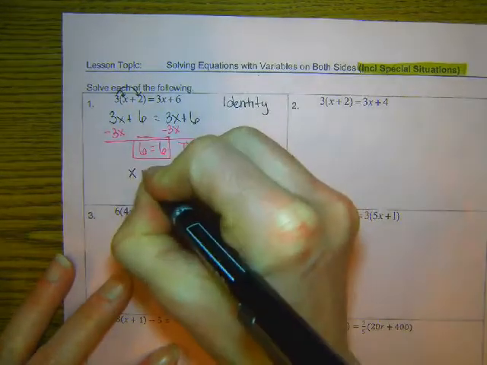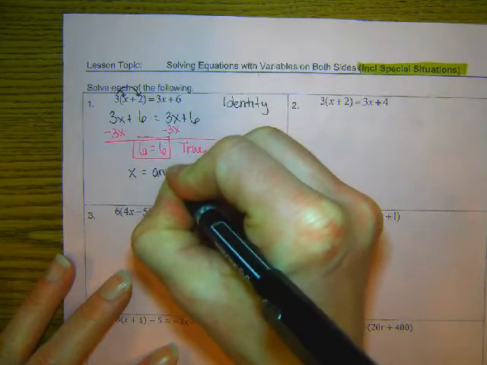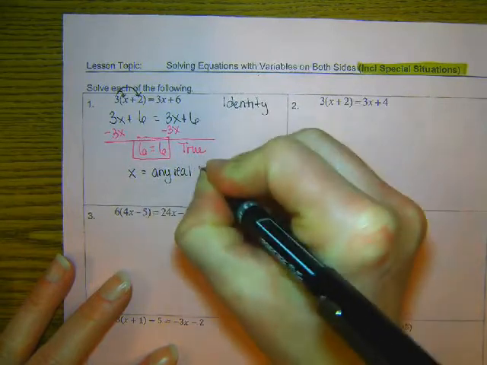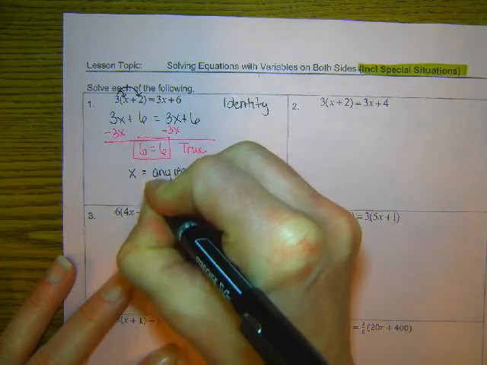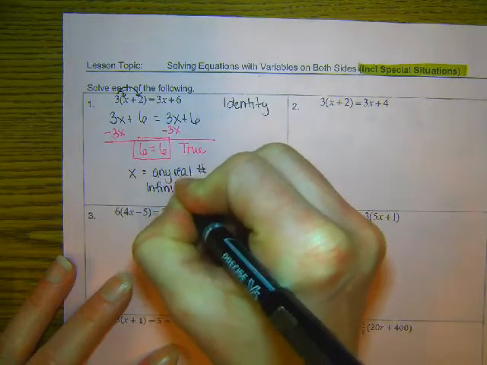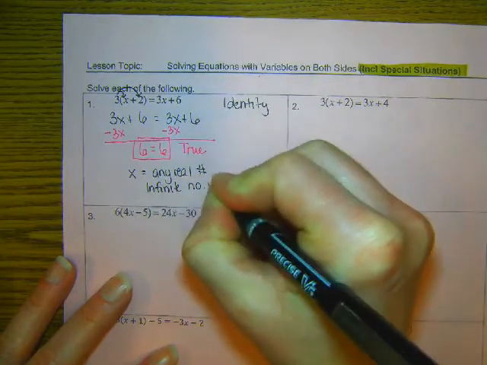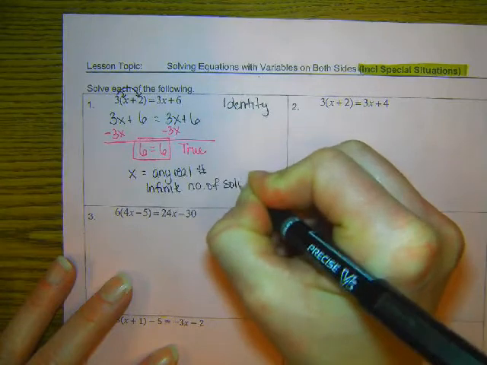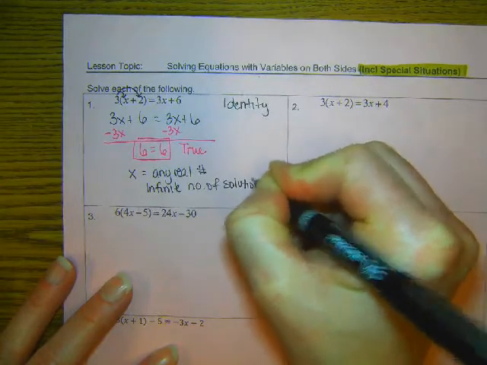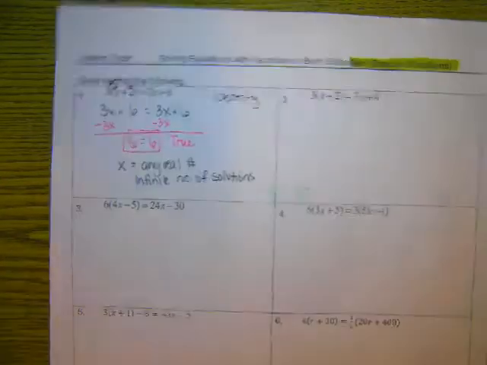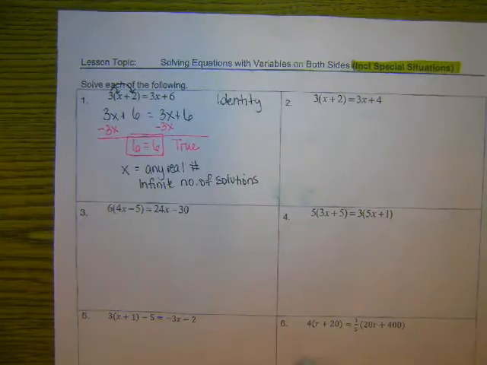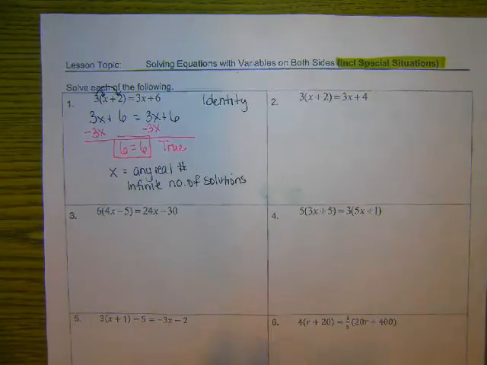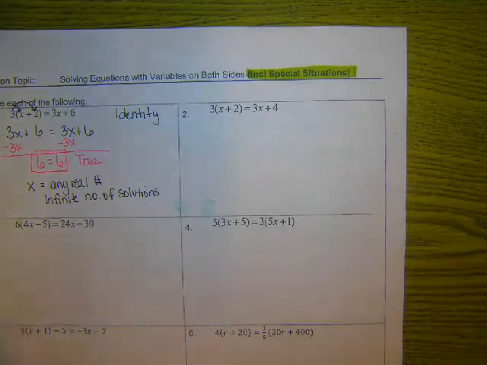And so there are an infinite number of solutions to that. Every single number is an answer. There's an infinite number of solutions. We just can't get one. Okay. Let's take a look at something else that happens.